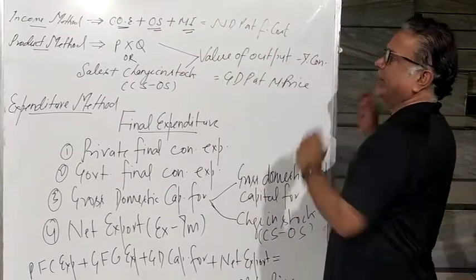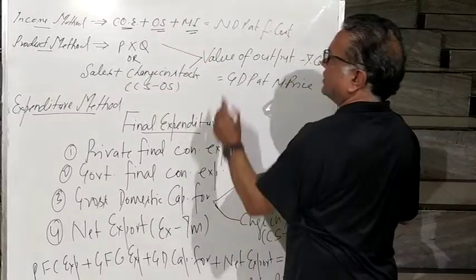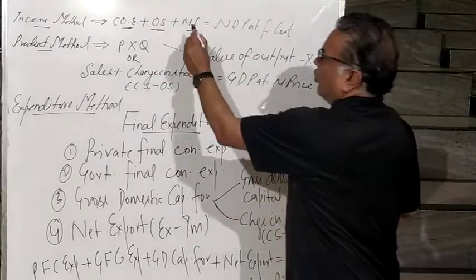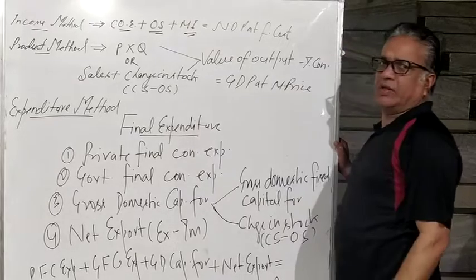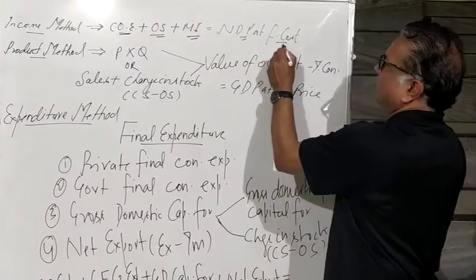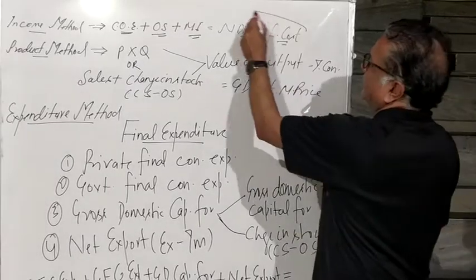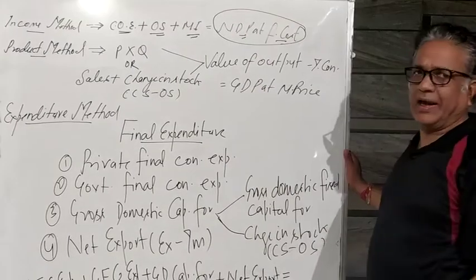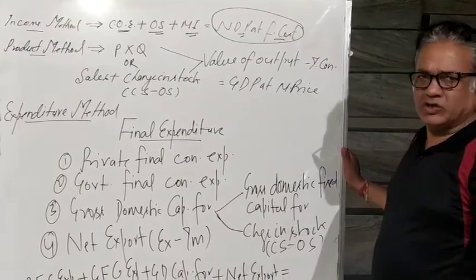Why we get NDP at FC? Because no depreciation, that's why net. All the three incomes are generated within the country, that's why domestic product. And no net indirect tax, that's why factor cost. And from NDP at FC, we can calculate any of the aggregates of national income.